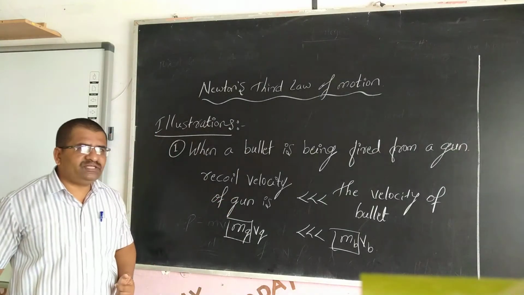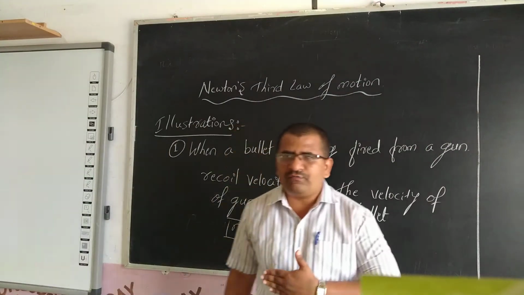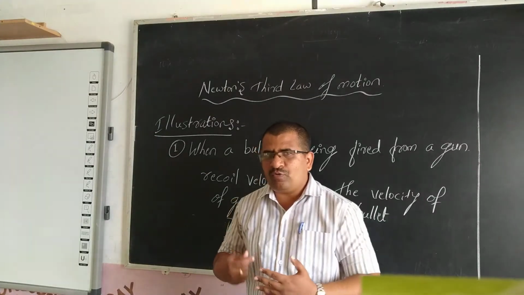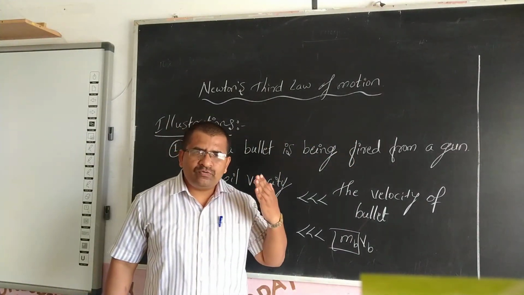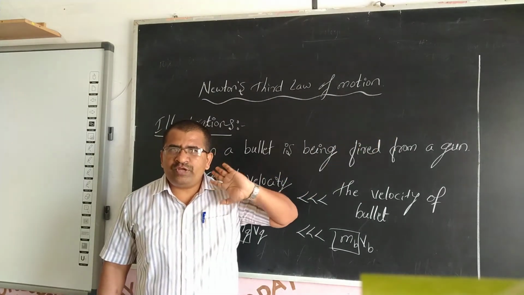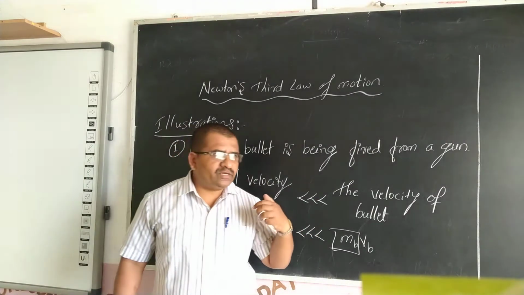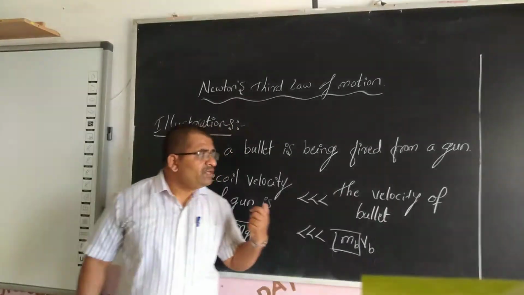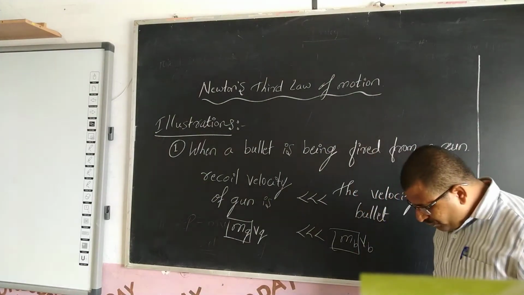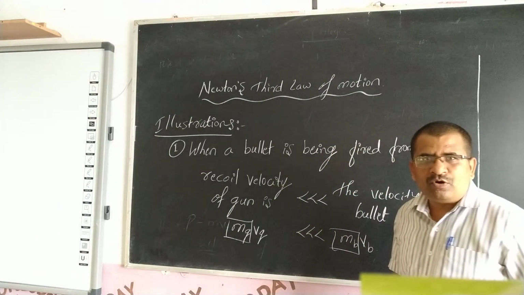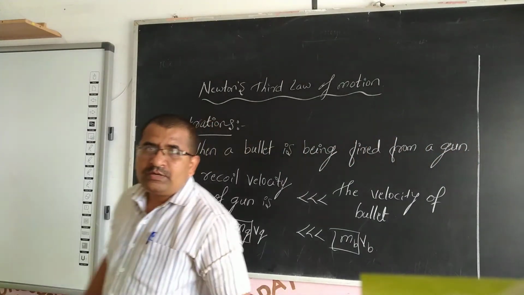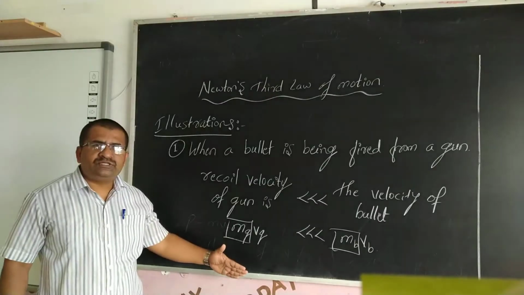And the second illustration is like this, friends. When we start to walk on the floor, while walking, the force we apply on the floor determines how fast we move, and we do not slip. Whatever force we apply onto the floor, we then move in the forward direction. So this is Newton's third law of motion.